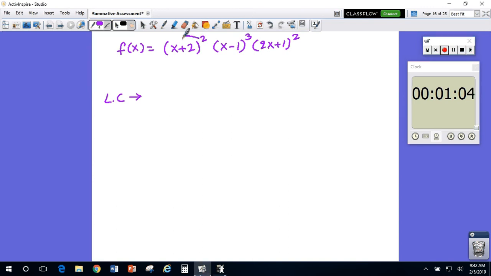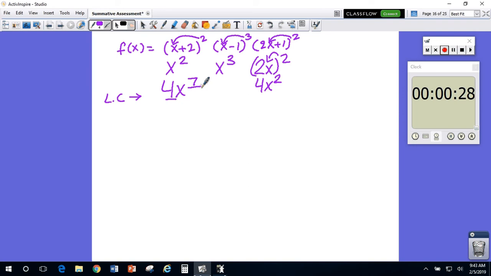First you multiply your exponent by your variable in each one. So this would be x squared, this would be x cubed, and this would be 2x to the exponent of 2. You multiply this, so this would be 4x squared. And this would still stay the same. And then after that, you would add all 3 of your exponents together to get 4x to the 7th. So your leading coefficient would be 4, and your highest degree would be 7.